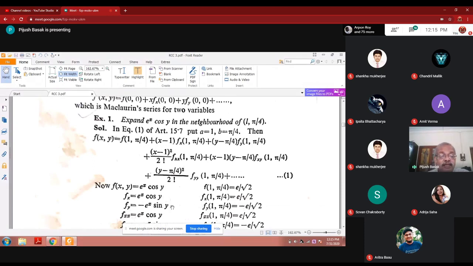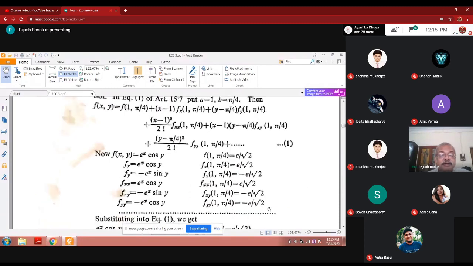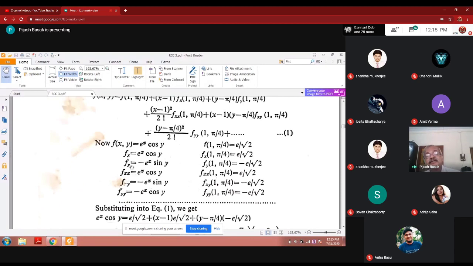Next one, fy is equal to the partial derivative of f with respect to y. So it will be minus e to the power x sin y. No problem about it. So fy(1, pi/4) is minus e by root 2. Similarly, we find fxx(1, pi/4), fxy(1, pi/4), fyy(1, pi/4). This much is needed. The higher derivatives were neglected.